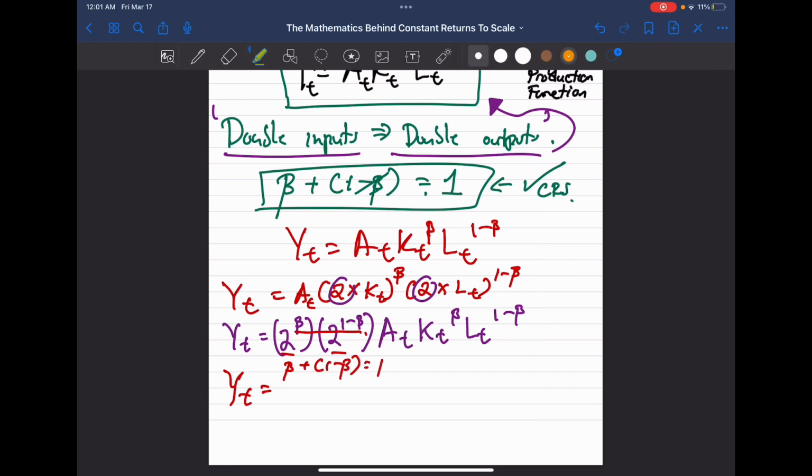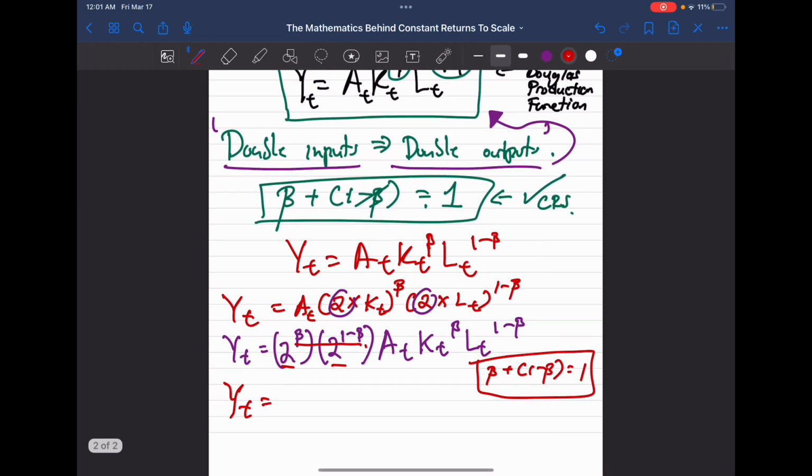So that's a side note for you guys. So that's that. So when we multiply these, we combine 2 to the power of beta multiplied by 2 to the power of 1 minus beta, and we get 2 to the power of 1, which is 2. So we put it there, multiplied, then we just put the rest here. A_t multiplied by K_t to the power of beta, then multiplied again by L_t to the power of 1 minus beta.